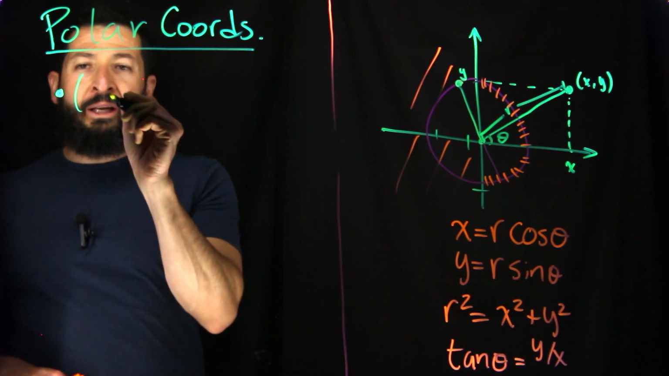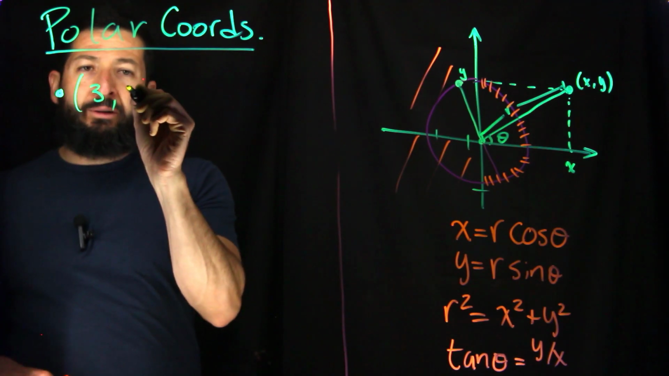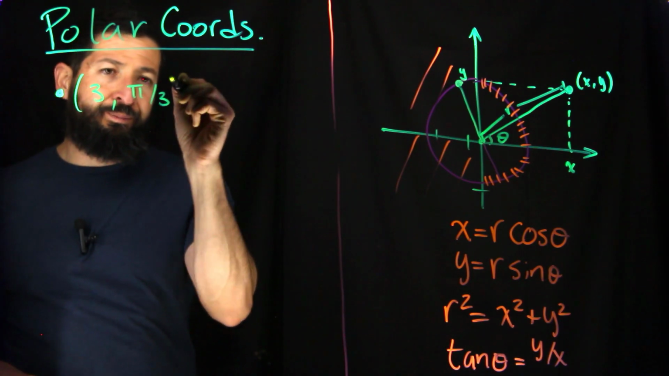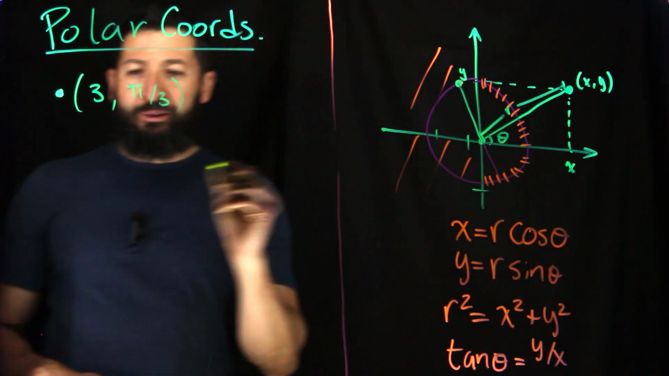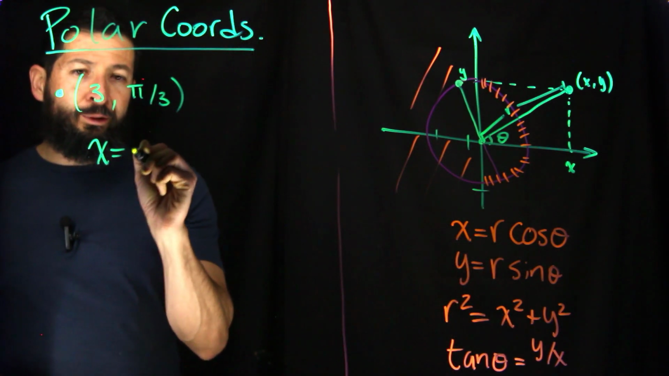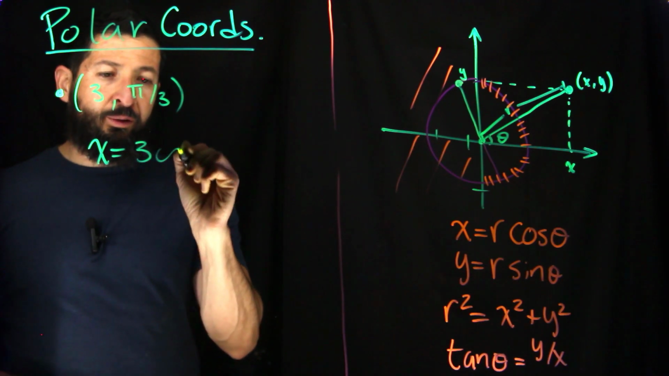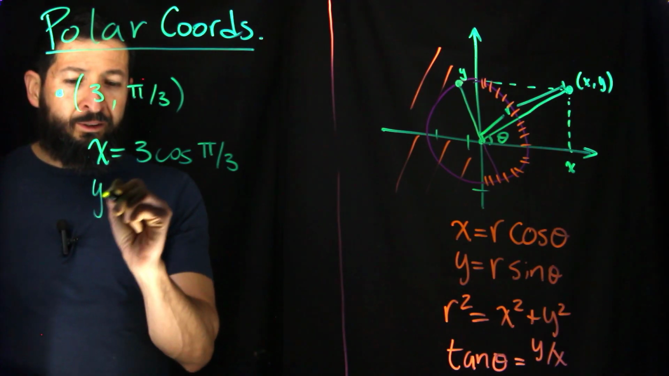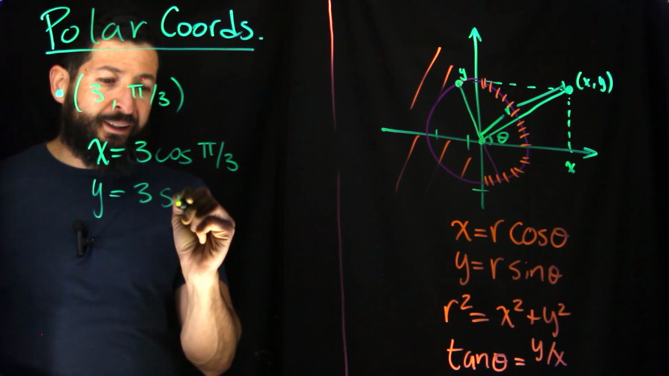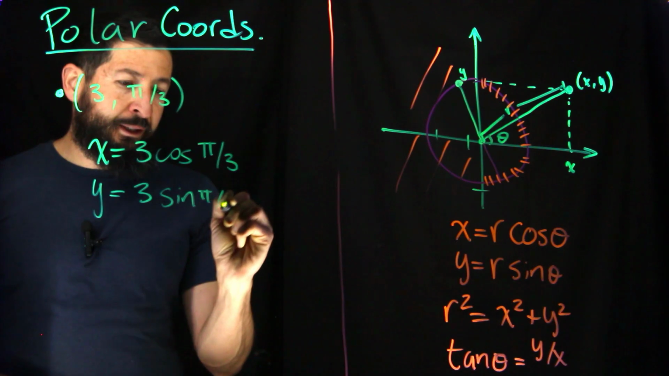So let's say you have a radius of 3 and an angle of pi over 3. This one, there's really no mystery. You're going to plug it into your formula. X is going to be 3, which is the radius, times the cosine of pi over 3. And y is going to be 3 times the sine of pi over 3.